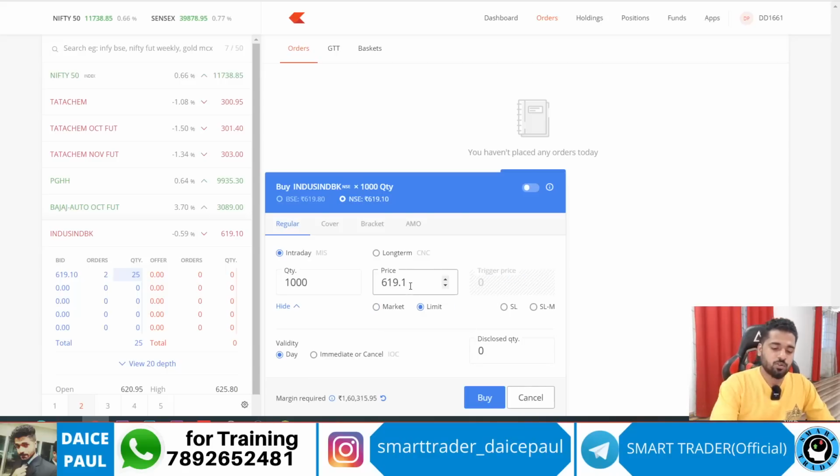So that means what? You can manually type some number. Let's say I want to buy around 617 rupees. So I'm putting this and hitting buy, so that 1000 shares will be bought at 617. Till then what will happen? Till then it will be pending over here.